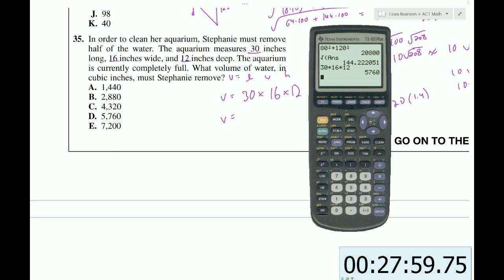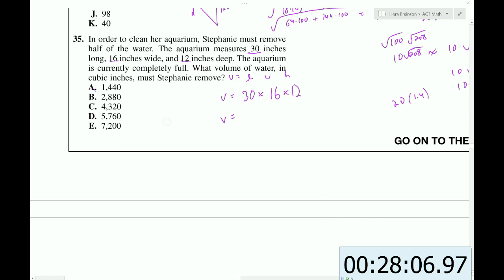So she wants to remove half of that water. So this is the total amount of water that would be in there. So we divide that by 2, and we get 2880.